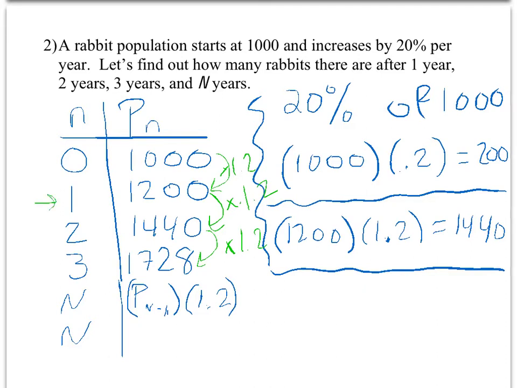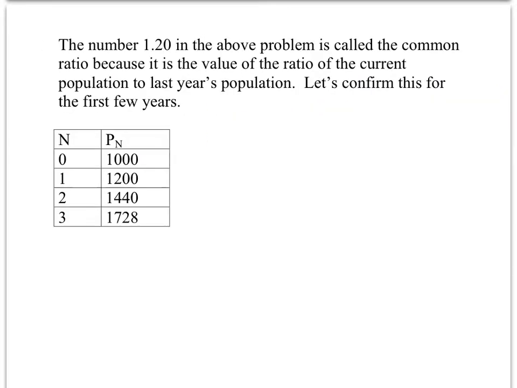To get to n equals 1, I started with 1,000 and I multiplied by 1.2 one time. To get to year 2, I started with 1,000 rabbits and I multiplied by 1.2 twice. And to get to n equals 3, I started with 1,000 rabbits and I multiplied by 1.2 1, 2, 3 times. So the pattern is that to get to any year n, I'm going to start with 1,000 rabbits and multiply by 1.2 n times, which I denote 1.2 to the nth. Those are my two possible formulas, a recursive and an explicit, for the number of rabbits after n years.